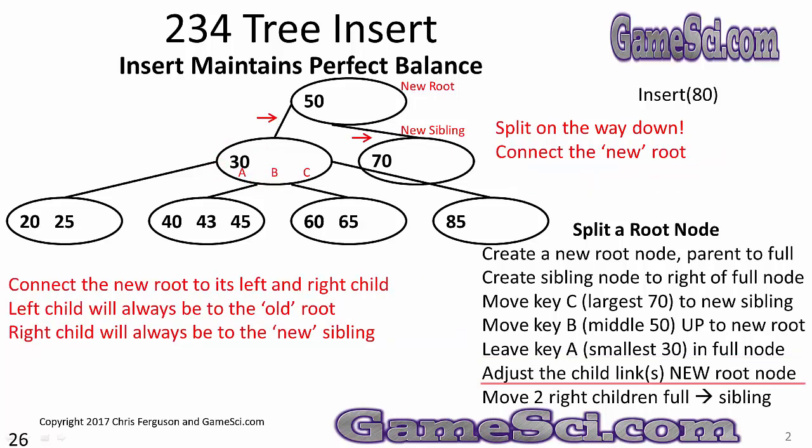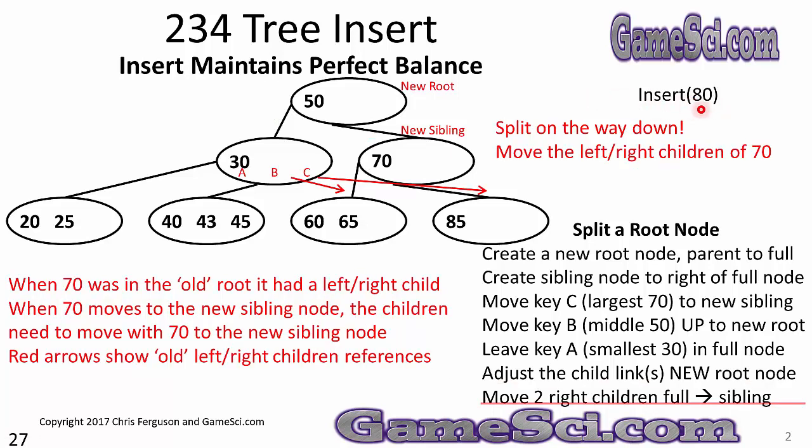Splitting on the way down, connect the new root. Adjust the child links in the new root. What did we just do? Connect the new root to its left and right child. 50, the new root, has to have its less than link go to the old full node. And 50 in the new root has to have its right link go to the new sibling. The left child will always be the old root, and the right child will always be the new sibling.